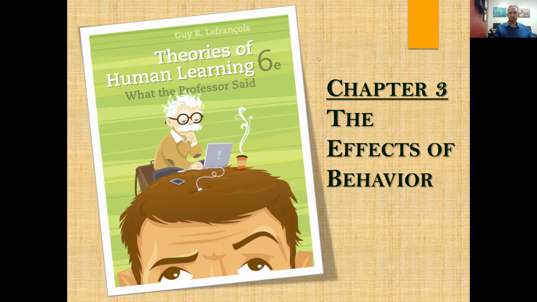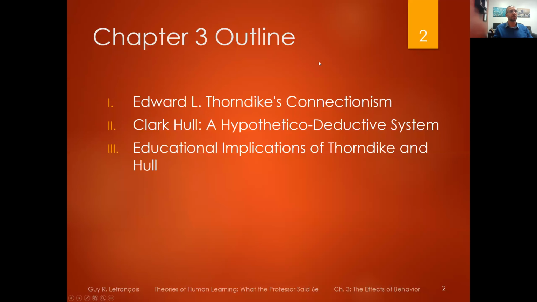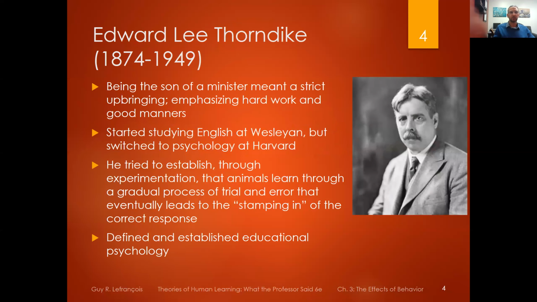Chapter 3 actually has two main theorists that we're going to talk about, Edward Thorndike and then Clark Hull. And so for this video, I'm just going to talk through Edward Thorndike's view. Let me give you a little bit of background on Thorndike. He was the son of a minister and had a fairly strict upbringing. So there's a real emphasis on hard work and good manners. He started off as an English major, but then switched over to psychology at Harvard.